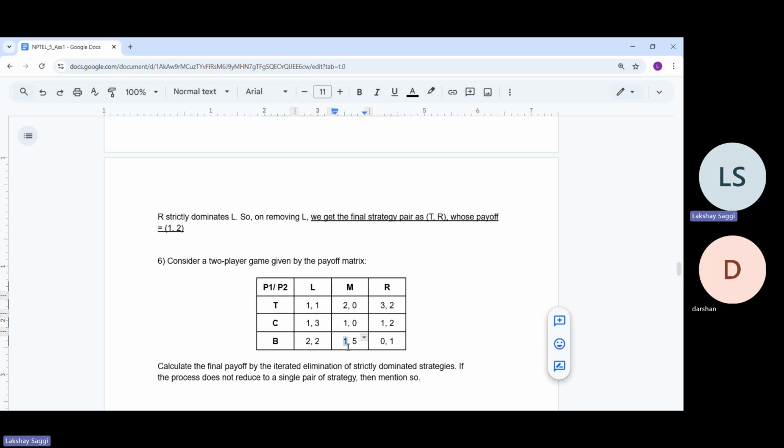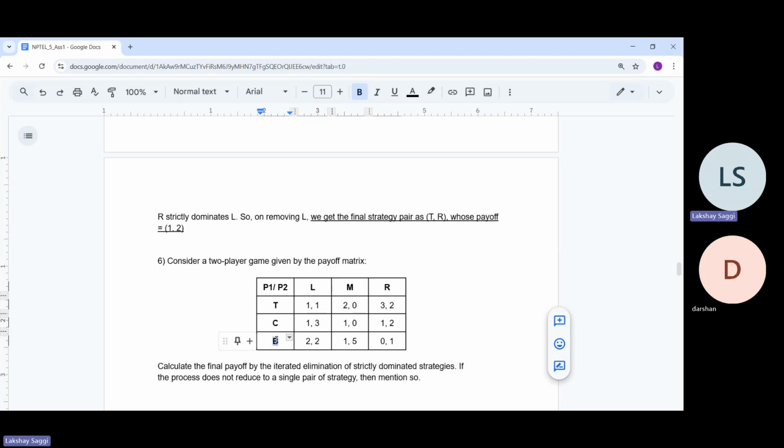So we get that in some cases B is a better strategy, in other cases T is a better strategy. So again, we conclude that between B and T also, we can't say that there exists a strictly dominated strategy.